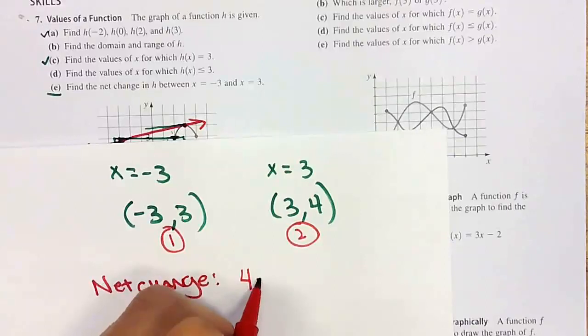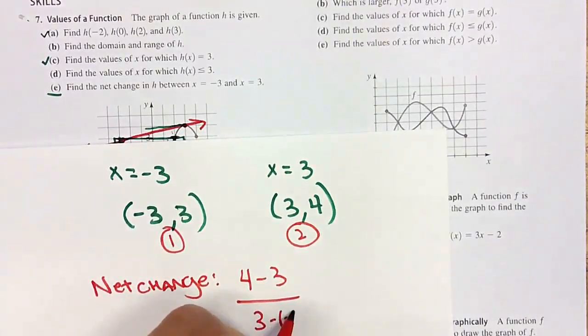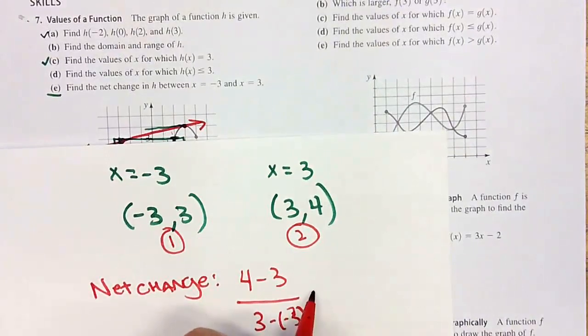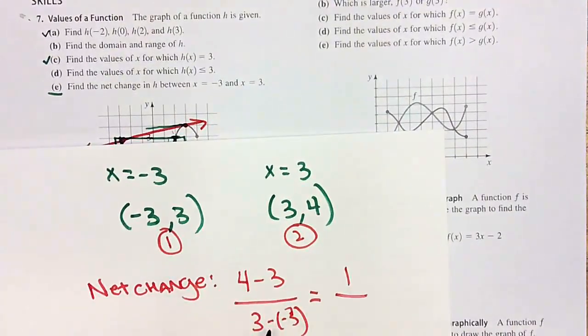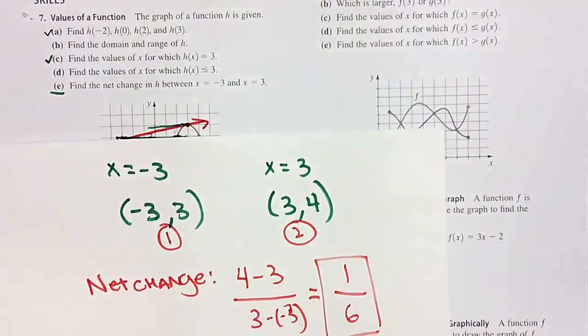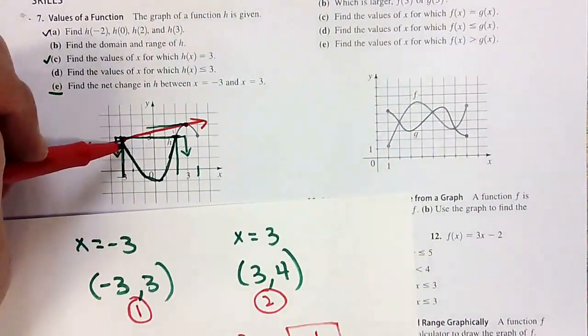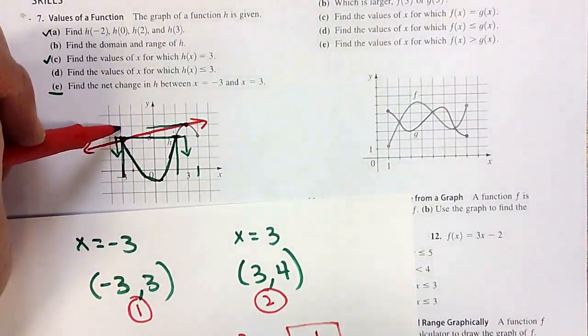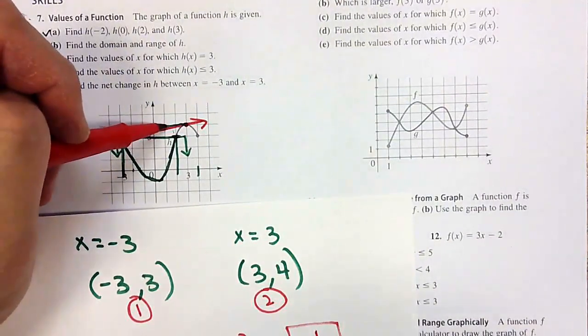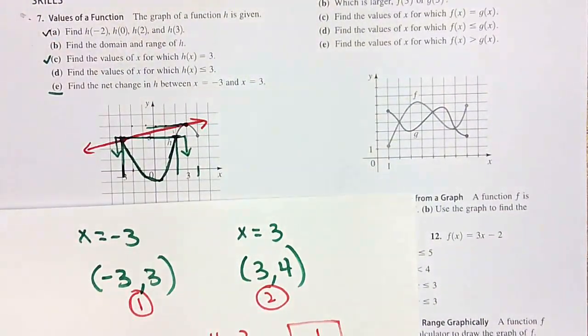It will be 4 minus 3 over 3 minus -3. So that would be 1 over 6. Okay. And that's the same thing from here. If I go rise, which is 1, up 1, 1, 2, 3, 4, 5, 6. Rise over run algebraically, rise over run graphically. That's their net change. Okay. Questions? Let's try one more.